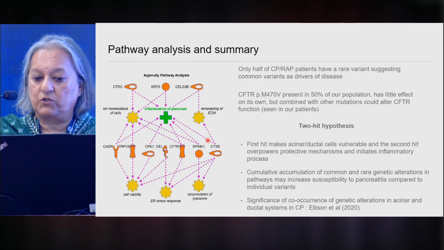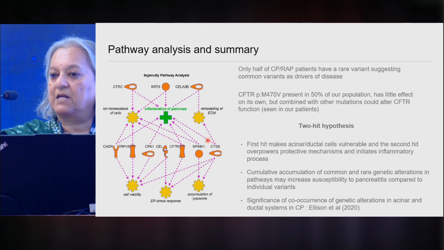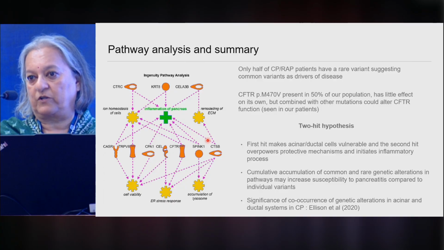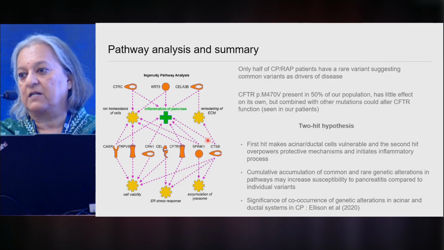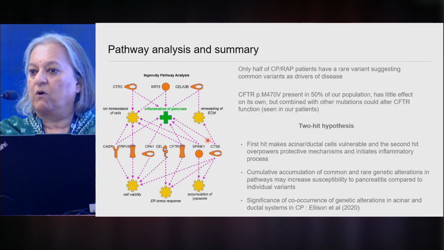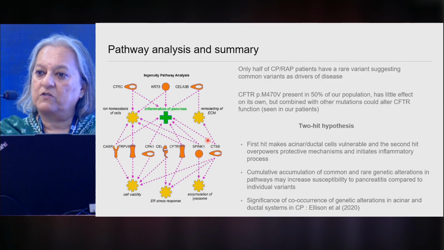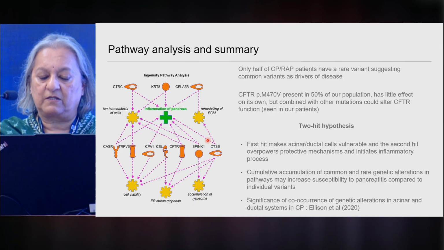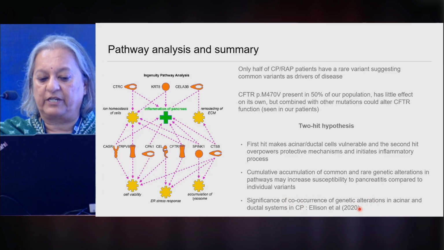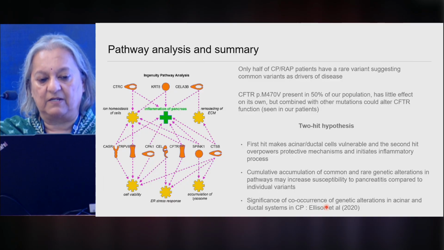And therefore, we propose this two-hit hypothesis, where the first hit or the first variant makes acinar or ductal cells vulnerable to environmental stresses or their functioning. And the second hit, which could occur in the acinar cell or the ductal cell, could now overcome the protective mechanisms and therefore initiate the inflammatory process. And we believe that it's a cumulative accumulation of a number of variants which ultimately leads to the disease that is seen in these patients. And we'd like to emphasize that the significance of co-occurrence of genetic alterations in acinar and ductal systems in chronic pancreatitis has been suggested in an earlier study.